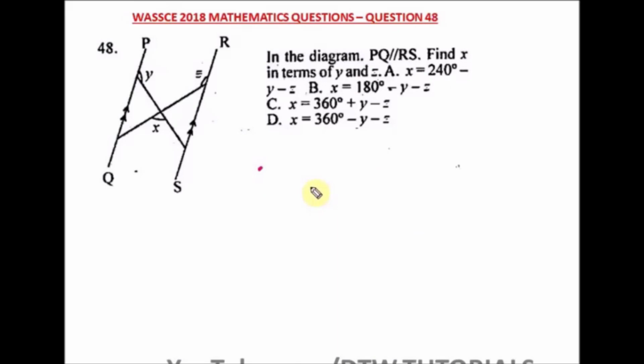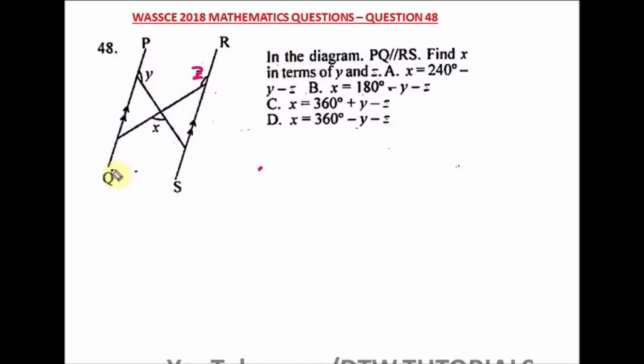Question 48 of the WASSCE 2018 Mathematics Past Question, that's your WAEC exams. It says in the diagram, PQ is parallel to RS. These are two parallel lines. Find x in terms of y and z. We have to find x in terms of y and z. All right, so how do we find x here?